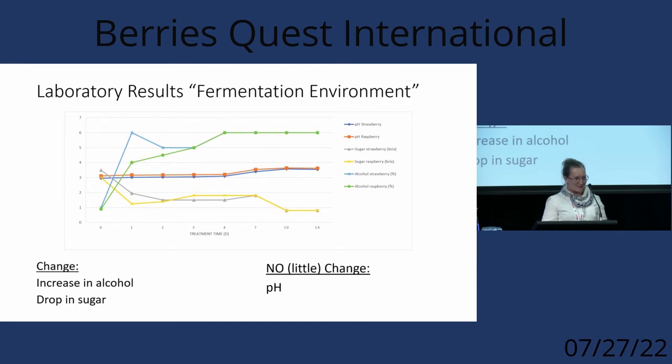To summarise the results that they were able to achieve at Box Hill Institute, the pH stayed fairly stable during the fermentation process, so we decided we could rule that out as a measure for the future. We observed that the sugar decreased and the alcohol increased. So we've got to look at what other factors were part of that fermentation.